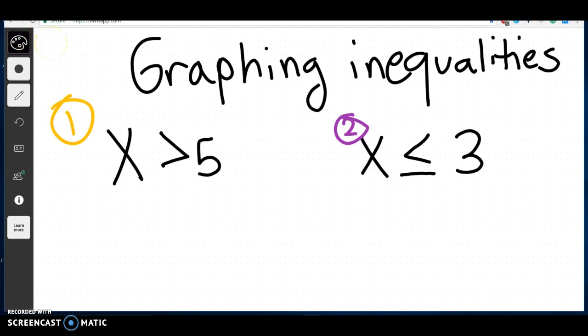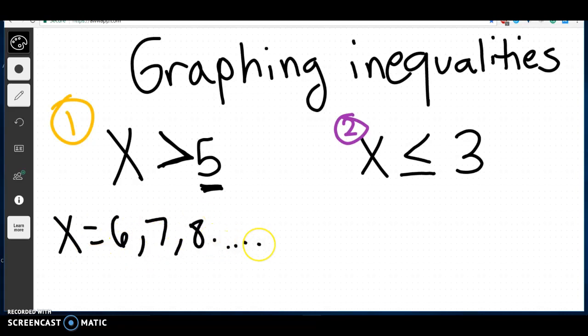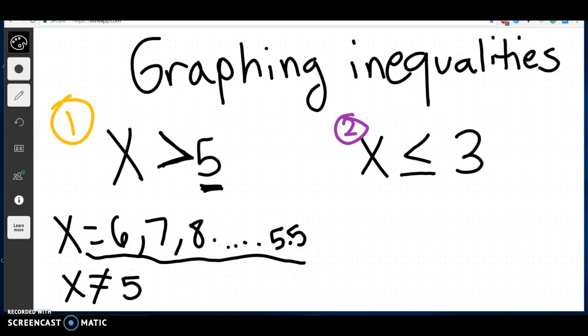In most cases you try to figure out what x could be. This one says the inequality, the open face always faces towards the bigger number. So in this case, x has to be a number that's bigger than 5, so our answers could be 6, 7, 8, on and on. X can't be 5 because 5 isn't bigger than 5. X in this case could be like 5.5 because that would be bigger. So you can see there are a lot of numbers that work.